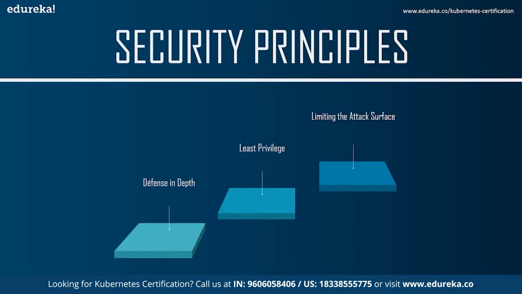The third Kubernetes security principle is limiting the attack surface. Now, the attack surface is the set of all possible ways a system can be attacked. The more complex the system, the bigger the attack surface, and therefore the more likely it is that an attacker will find a way in.